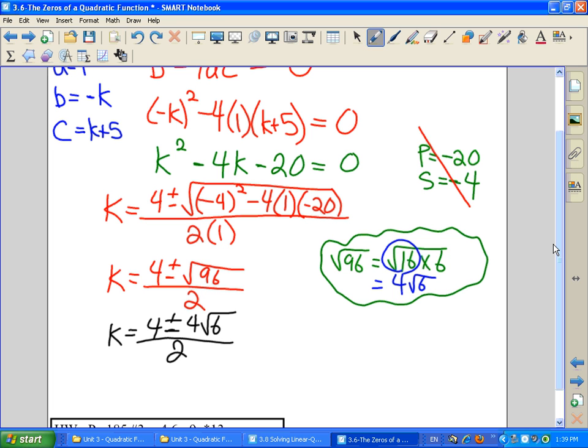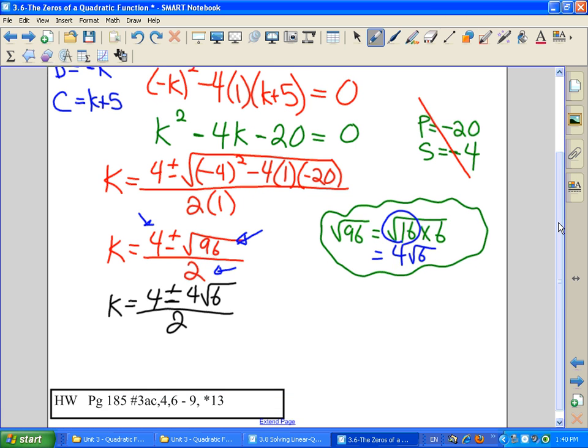Again, you might say, hey, Mrs. R, when do I know when to simplify the radical? I always look to see, for example, my denominator is even, my b is even. So if I could somehow pull out an even value from my radical part that's entire, make it mixed and cancel. So for example, here I can cancel. 2 goes into 2 once, it goes into 4 twice, and into 4 twice. So what I'm left with is k equals 2 plus or minus 2 root 6.